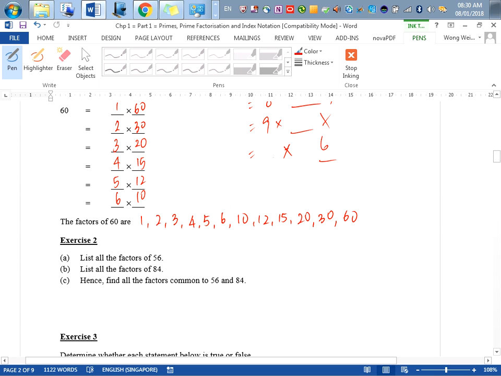If you know how to do it, but because of your handwriting, Mr. Wong doesn't understand, then you cannot get a full mark. So you need to be careful with how you write. Everything must be neat and clear.